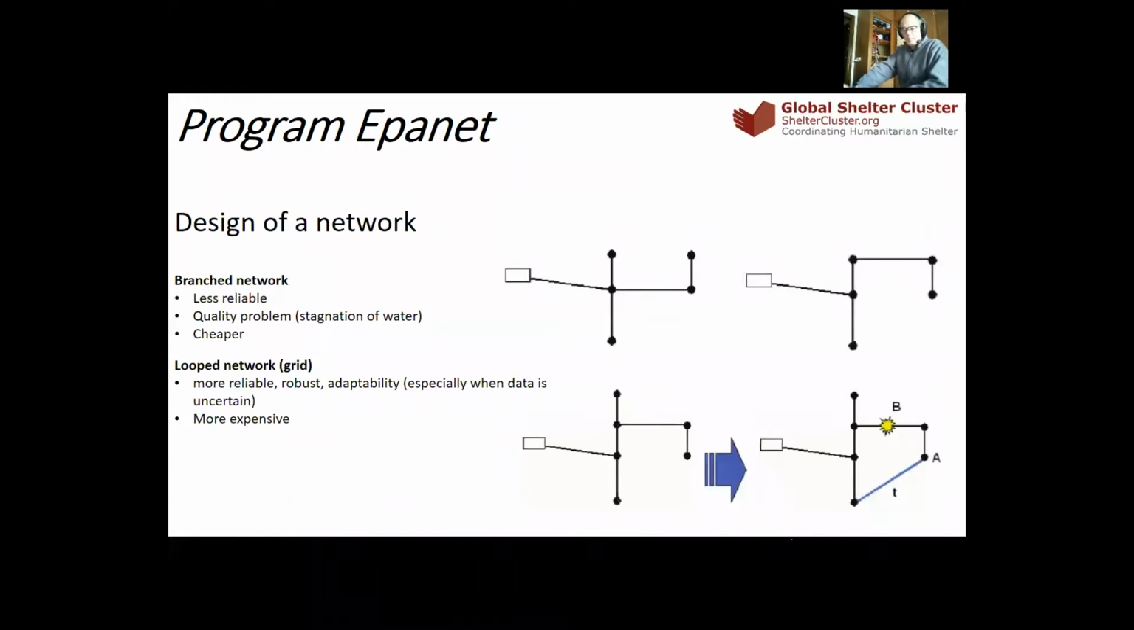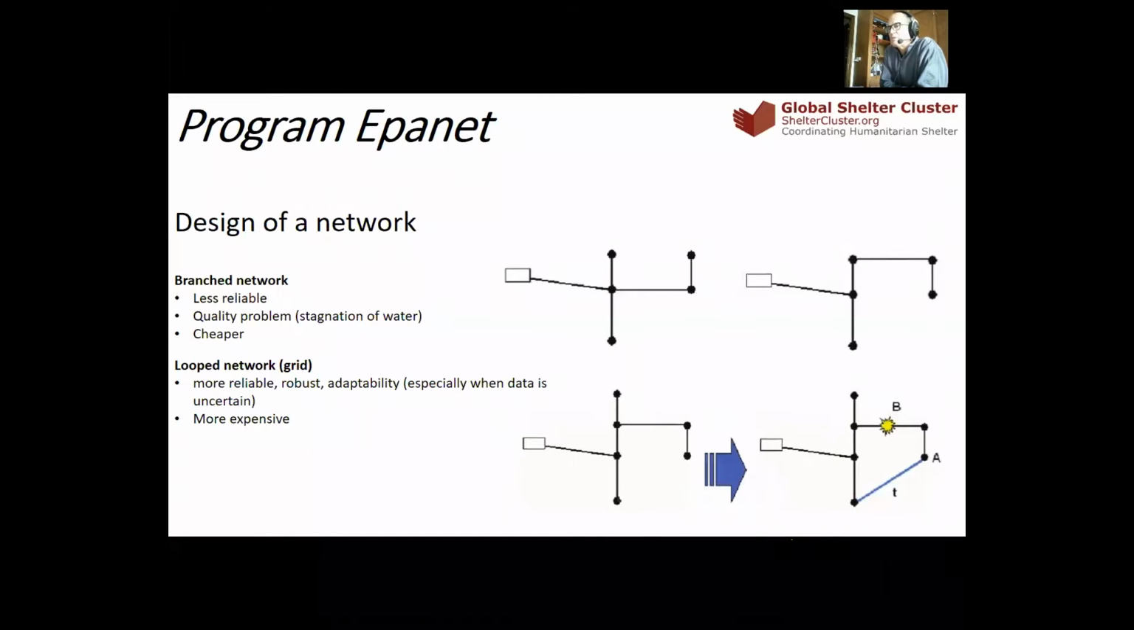Okay, now before starting to draw a network, we should also see what type of network we have. We have principally two types of network. We have a branched network, and you can see in the drawing, it's just a line, and it is good, but if one of the pipes breaks down for some reason, the rest of the network is jeopardized.